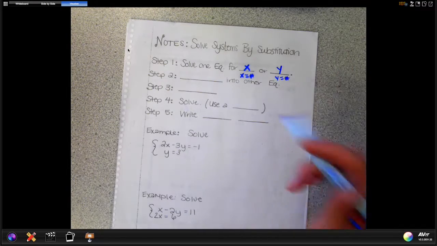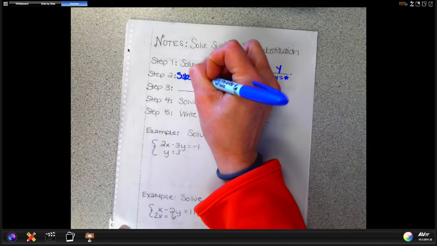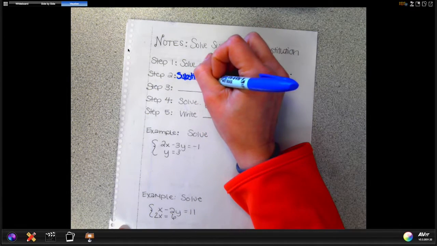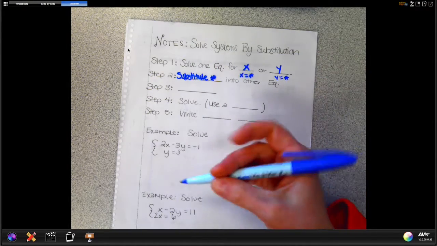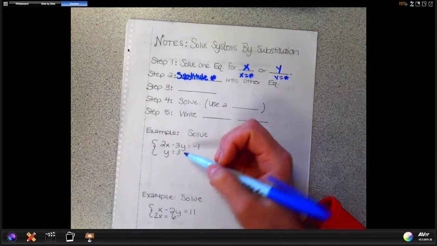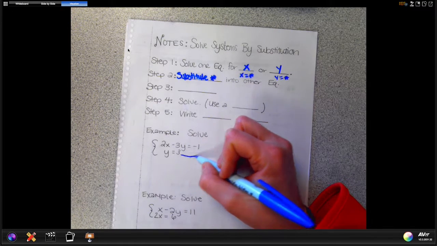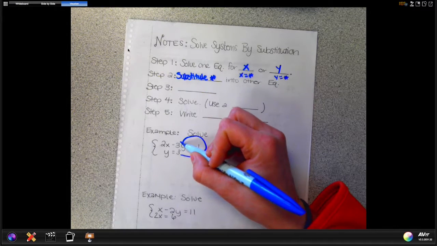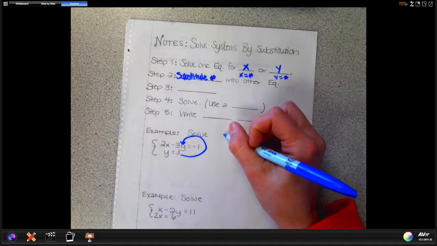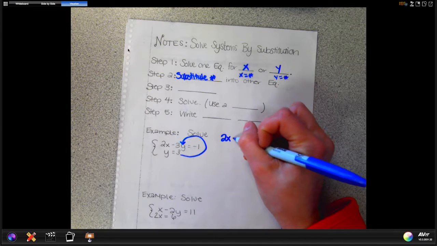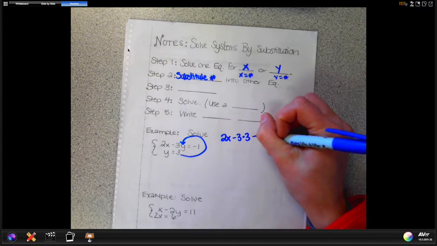Step 2 then is going to be to substitute your number into the other equation. So we have y equals 3. So what we're going to do is we're going to take this 3 and we're going to put it into the top equation where y is. Okay, so I'm going to rewrite this. We really now have 2x minus 3 times 3, because that's what we're writing in for y, equals negative 1.